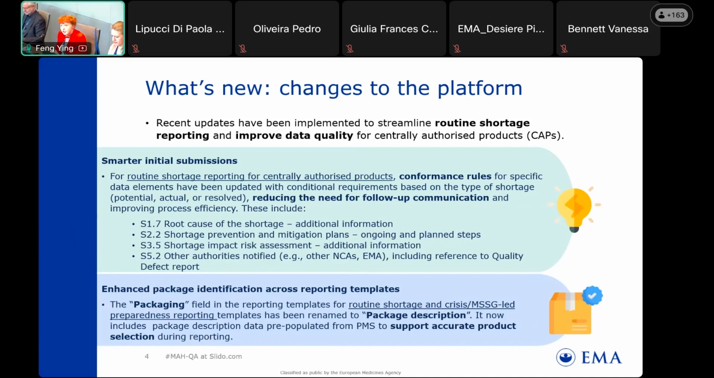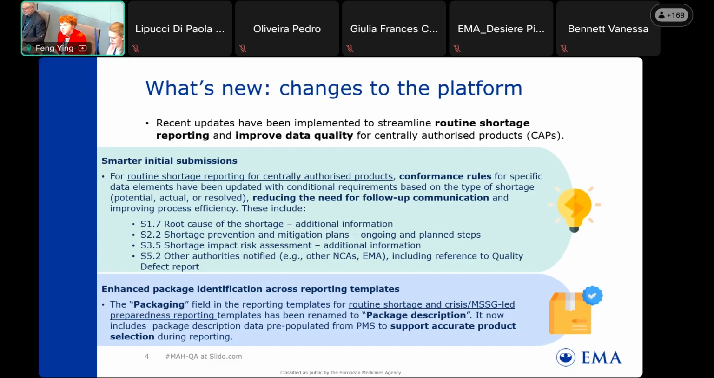Now we have changed some conformance rules for some data elements, and we made them conditional based on the type of shortage. So if there's a potential, actual or resolved shortage, then you will also need to populate the free text fields dealing with the root cause of the shortage, the shortage prevention and mitigation plans, the shortage impact risk assessment, and whether you have notified other authorities, and if there's a reference to a QD report.